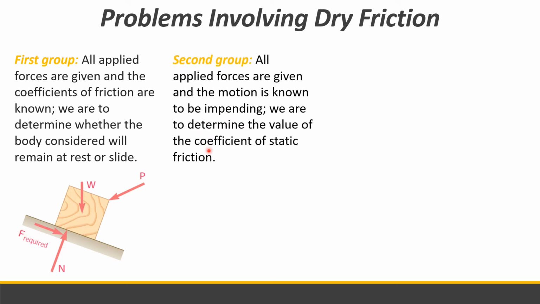And then the second group is where all applied forces are given and the motion is known to be impending, meaning the friction is maximum already, meaning it is Fm. So Fm is equal to mu s N. And then we are to determine the value of the coefficient of static friction. So in this part, we are to find our mu s, the coefficient of static friction, this mu here. If the weight and P are given, you can solve for N and equate them. So the only unknown here is our mu s.